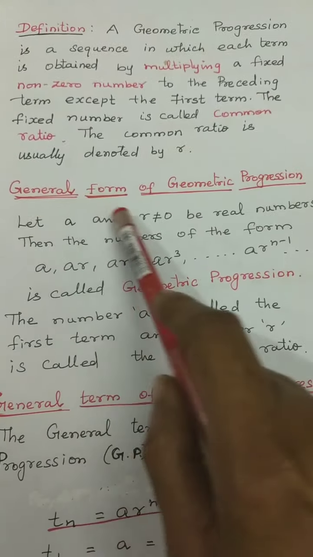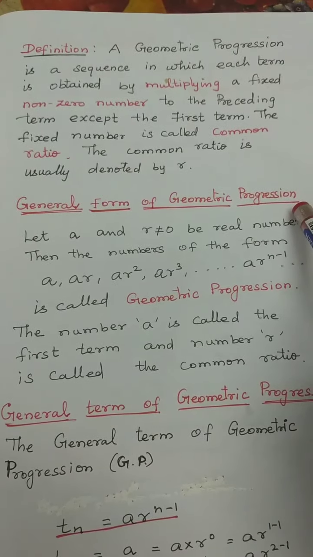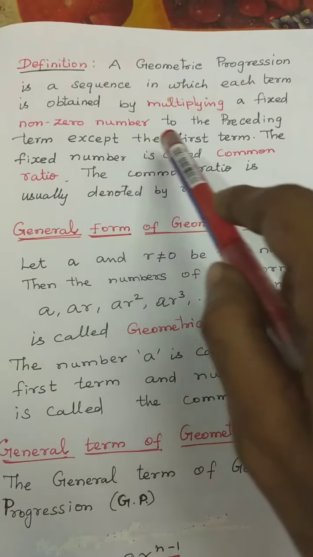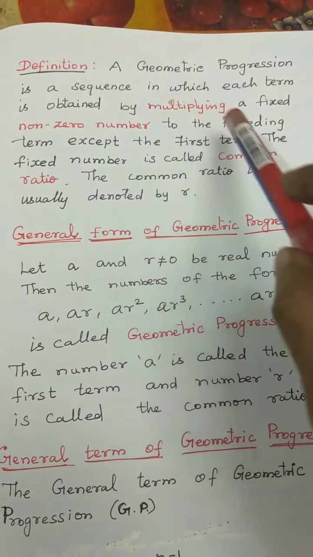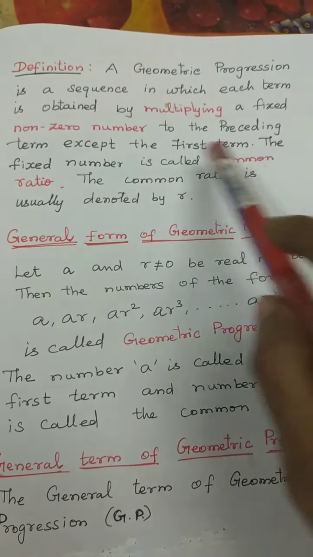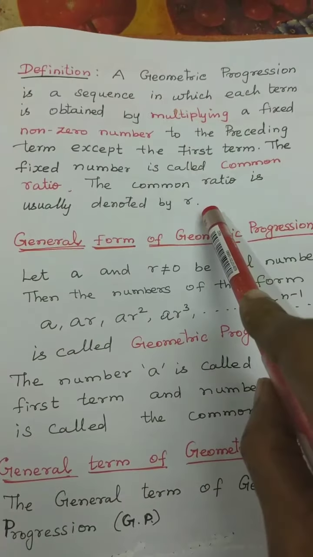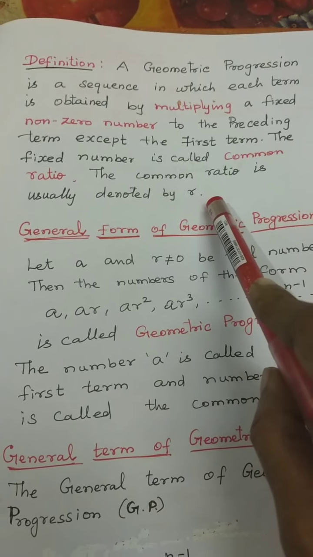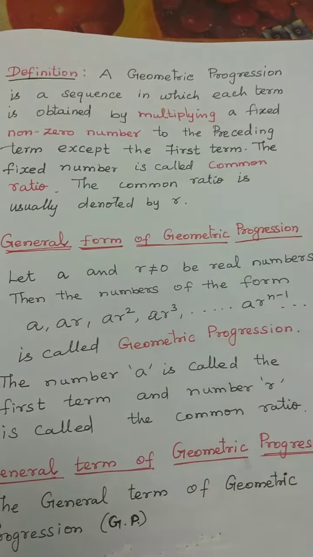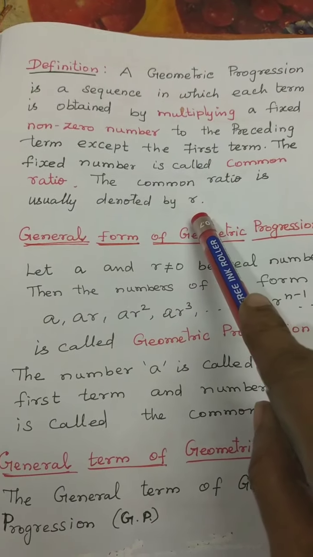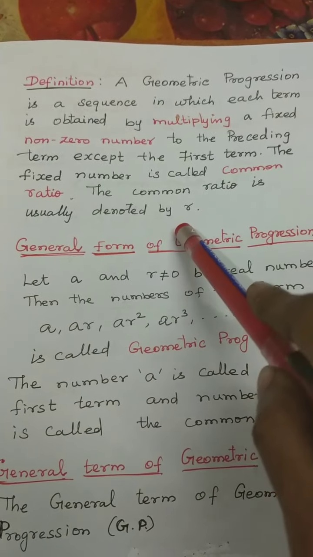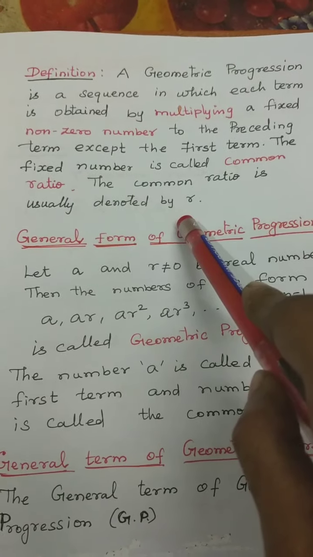Okay. The general form of geometric progression. Here we have said about geometric progression. Here the common ratio is r. Think about the arithmetic progression. There the common difference is d. Okay. Here we are taking the common ratio as r.